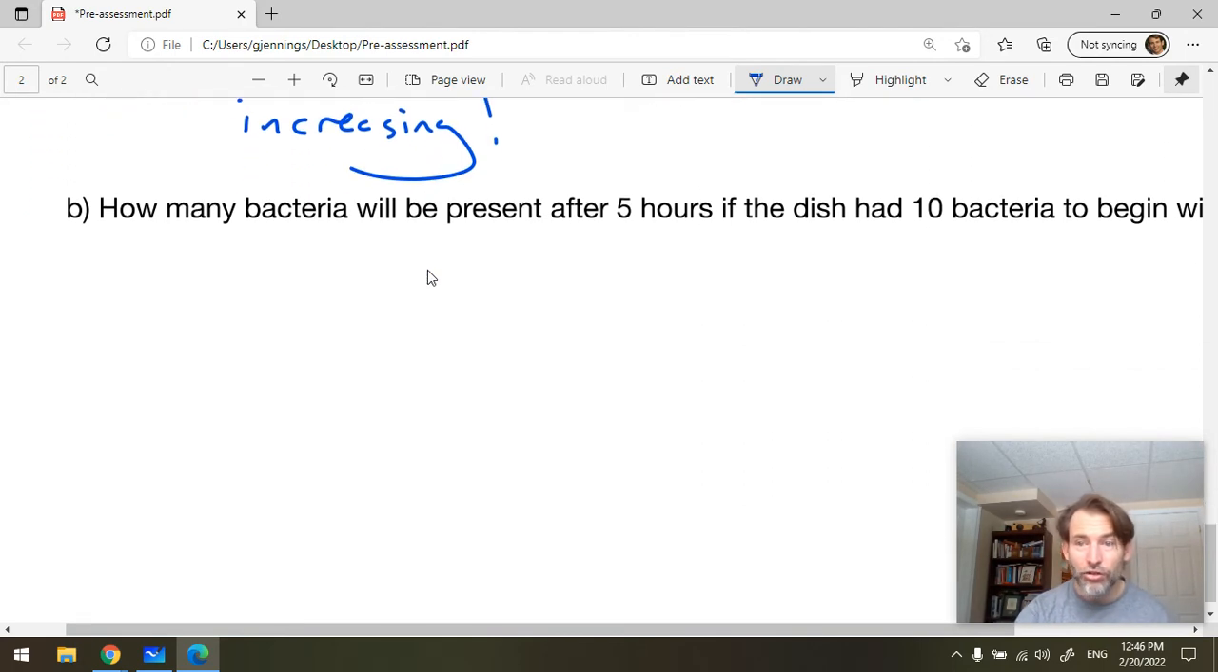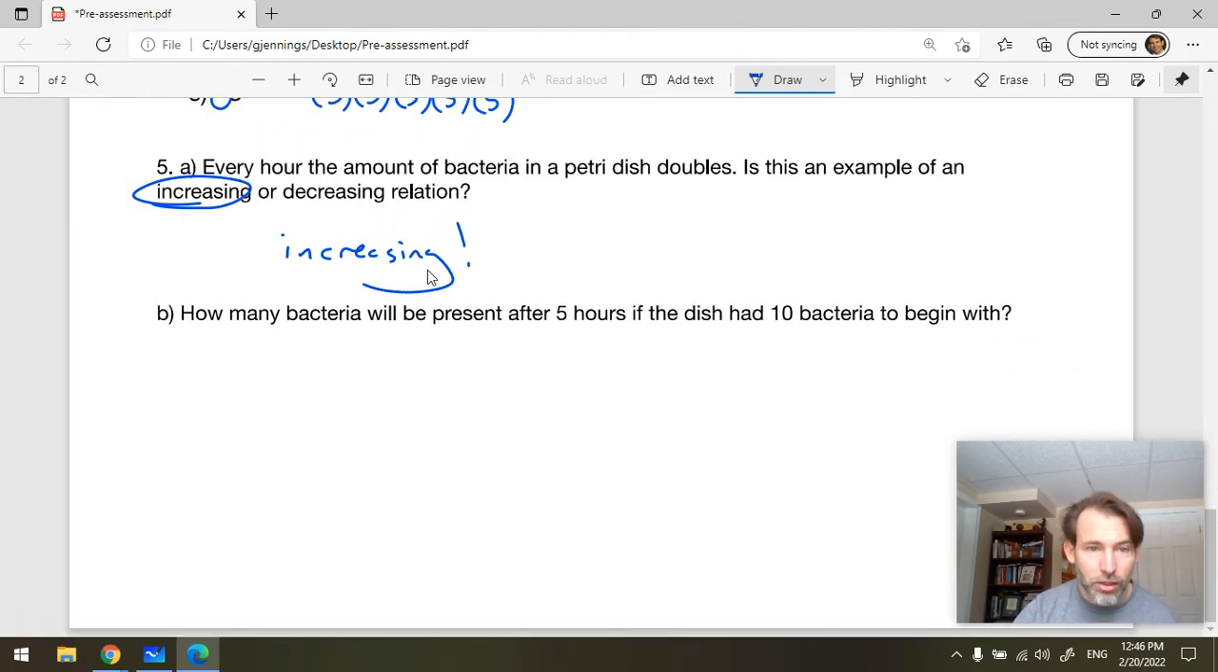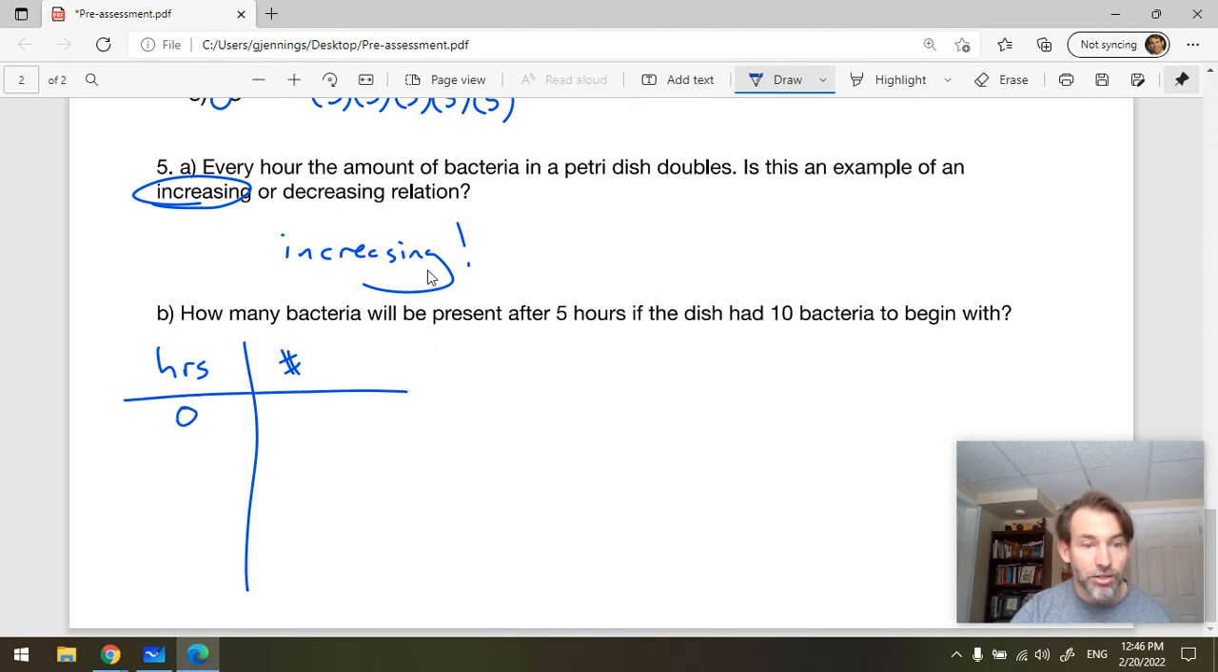Okay. One strategy that I can use is a chart. And I'll put in the hours here and the number of bacteria there. Okay. And I'm interested in hour zero. So many people forgot hour zero. Where does it start? Its initial value is 10. Okay. What about after 1 hour? Well, it doubles. So I know how to double 10. It's 20. How about in hour two?